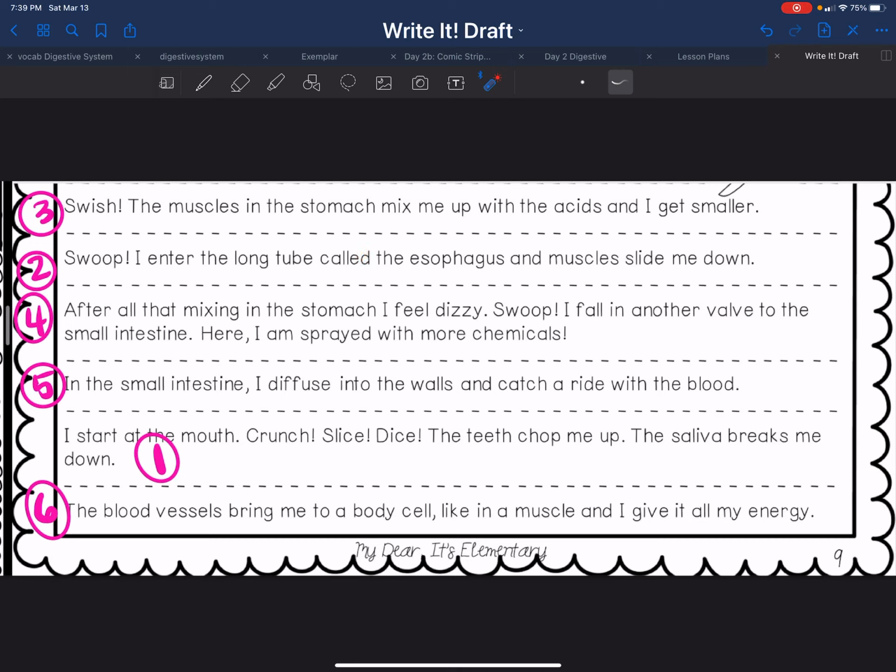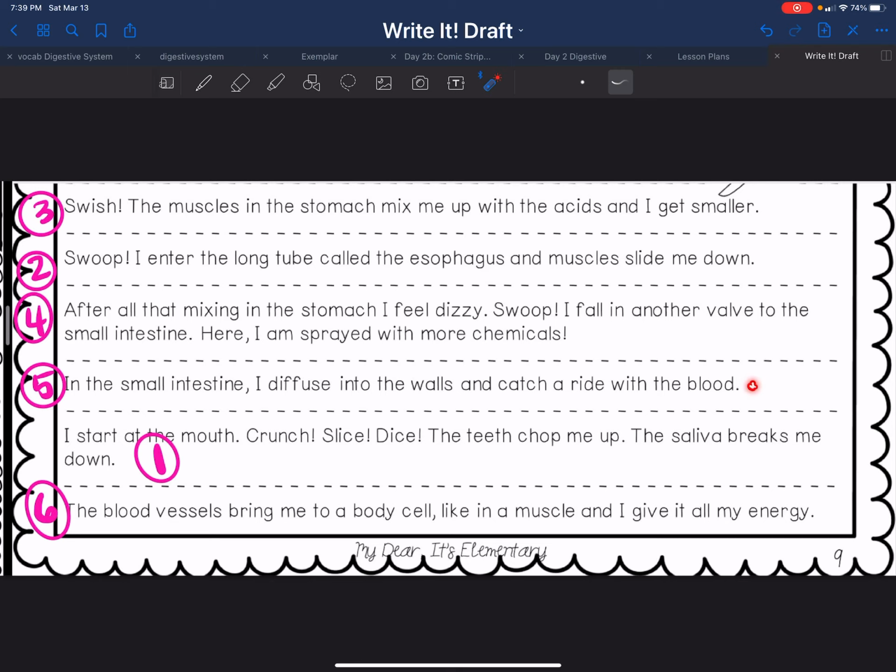So the first thing is, I start in the mouth, crunch, slice, dice, the teeth chop me up, saliva breaks me down. Then swoop, I enter the long tube called the esophagus, and muscles slide me down. 3, swish, the muscles in the stomach mix me up with the acids and I get smaller. 4, after all that mixing in the stomach, I feel dizzy. Swoop, I fall into another valve to the small intestine. Here I am sprayed with more chemicals.